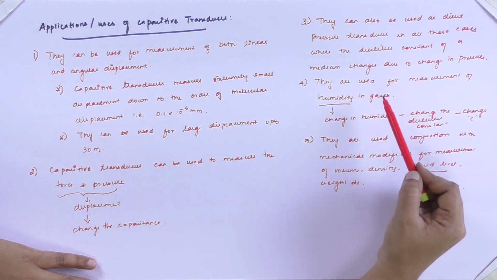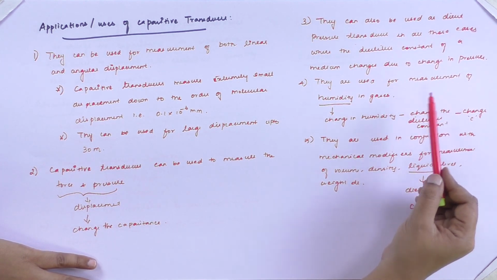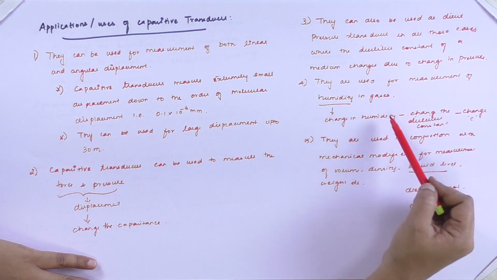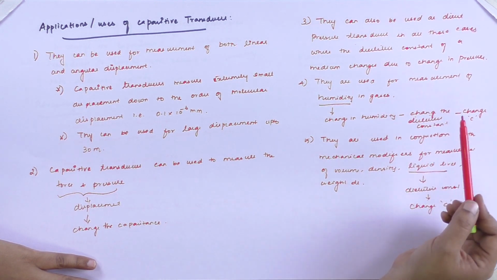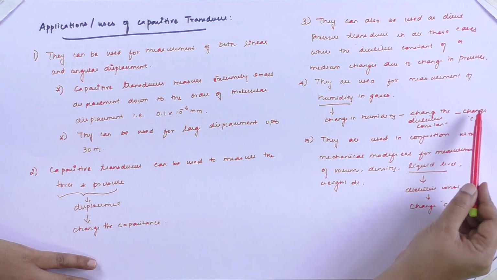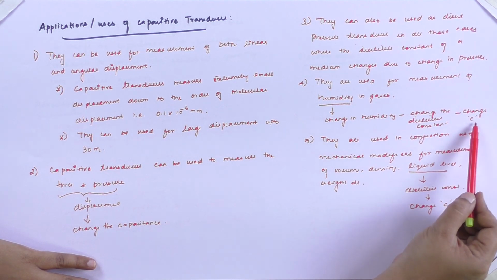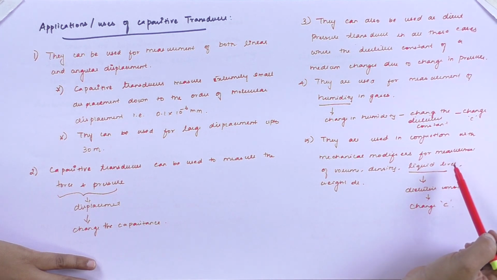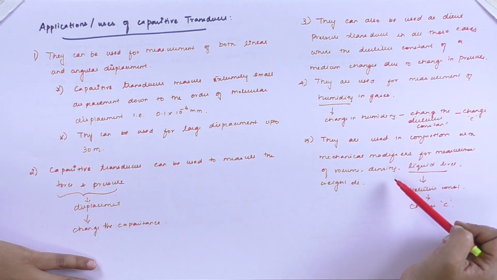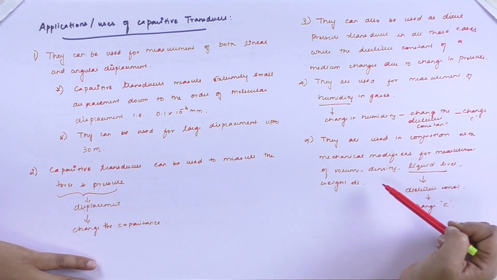And the next one is, it can also be used for the measurement of humidity in gases, because the change in humidity will change the dielectric constant, which in turn changes the permittivity of the capacitor, which in turn changes the capacitance value. And also in conjunction with mechanical modifiers, it can be used for the measurement of volume, density, liquid level, weight, etc.